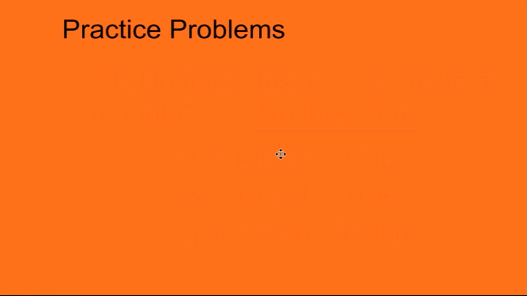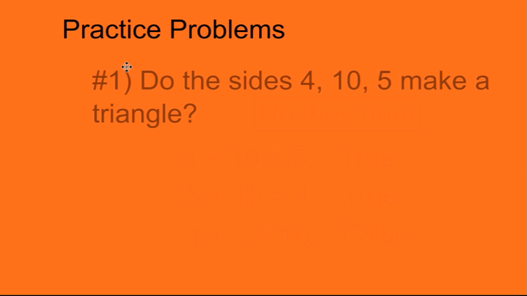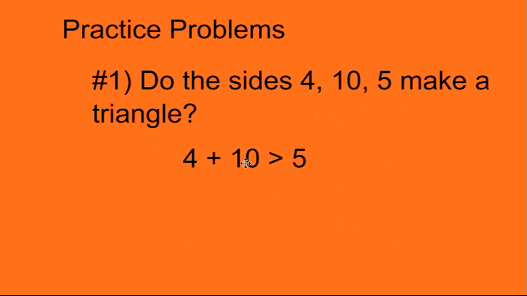Okay, now let's do some practice problems. Problem number 1 wants to know, do the sides 4, 10, and 5 make a triangle? And if you remember the triangle inequality theorem, it says that any two sides have to add up and be bigger than the third. So let's go through and check. 4 plus 10 is 14, which is bigger than 5. That is true. Let's check another way.